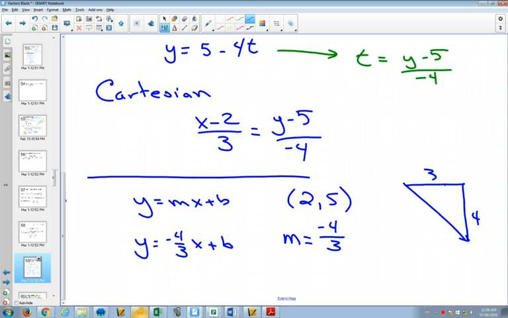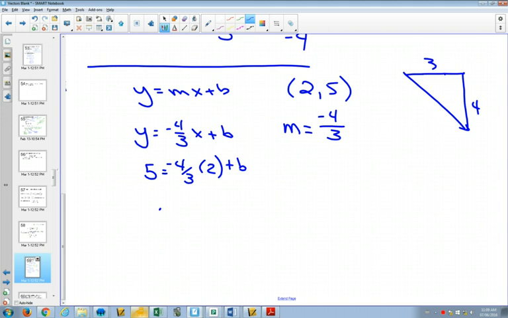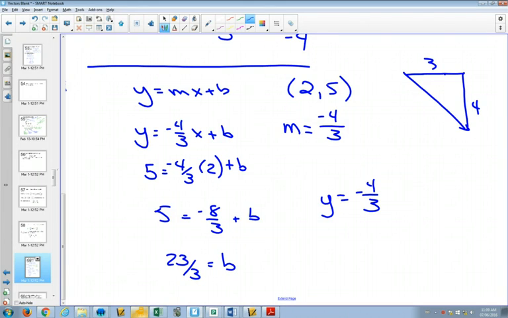In order to find b, well, you've got a point. You can plug that point in. So when y is 5, x is 2, this would be 15 over 3 plus 8 over 3. b would equal 23 over 3. So y is equal to -4/3 x plus 23 over 3. That's your equation of a line.